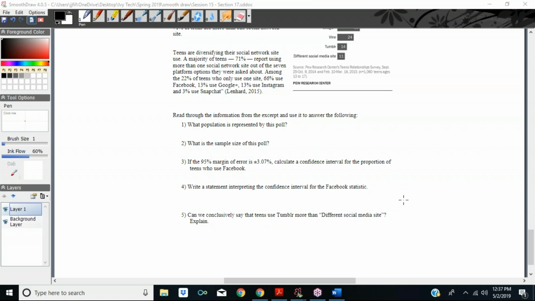Alrighty, well, it looks like most everybody is complete. So let's take a look here. Number one, it says, what population is represented by this poll? What is the population here? Yeah, we can just say teens age 13 to 17. And it says, what is the sample size? And that is 1,060 teens.